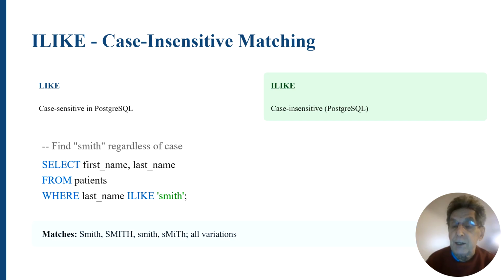An important note, ILIKE is Postgres SQL specific. Some other databases have different approaches to case insensitivity. In MySQL, LIKE is case insensitive by default. In SQL Server or Oracle, you might use LOWER applied to the column before you do your LIKE command, and that way it'll make everything lowercase and eliminate the possibility of confusion. So you need to know your specific database application's behavior before you're doing your LIKE or ILIKE.